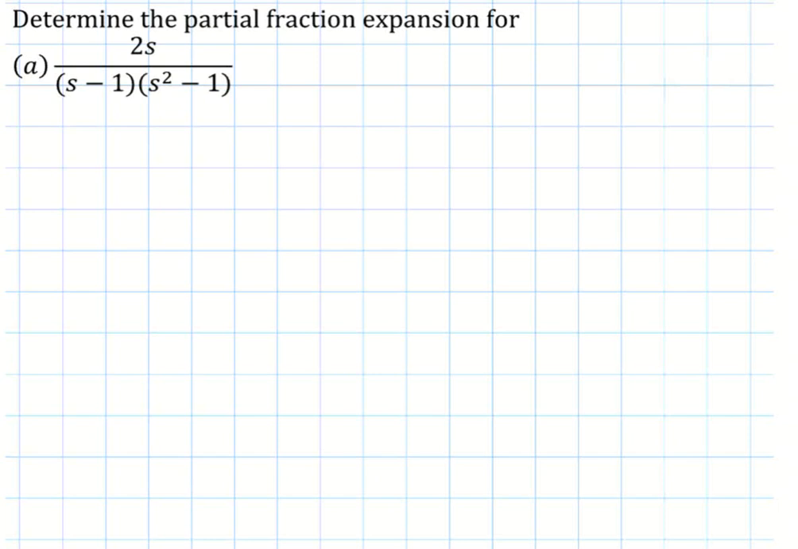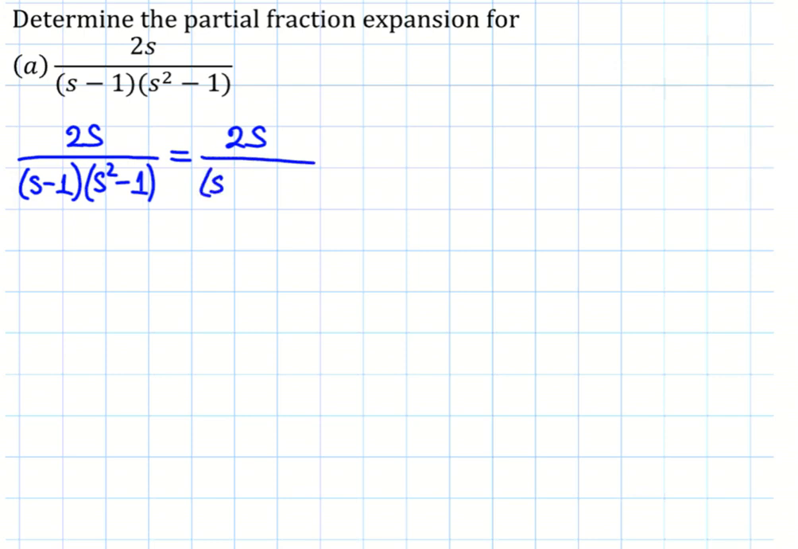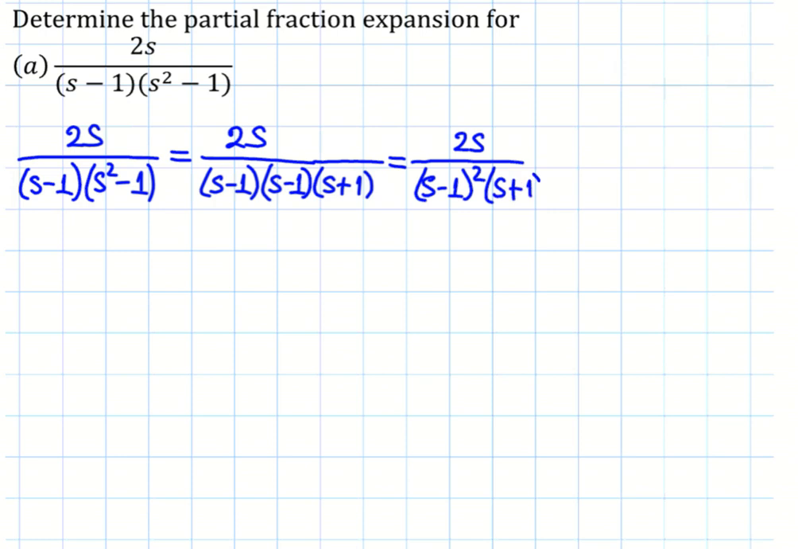Partial fraction, we will decompose this fraction into little fractions. So before we do anything, we have to rewrite the denominator, because x squared minus 1 can be factored further, which is s minus 1 and s plus 1. And so we have two factors of s minus 1 and 1 of s plus 1.